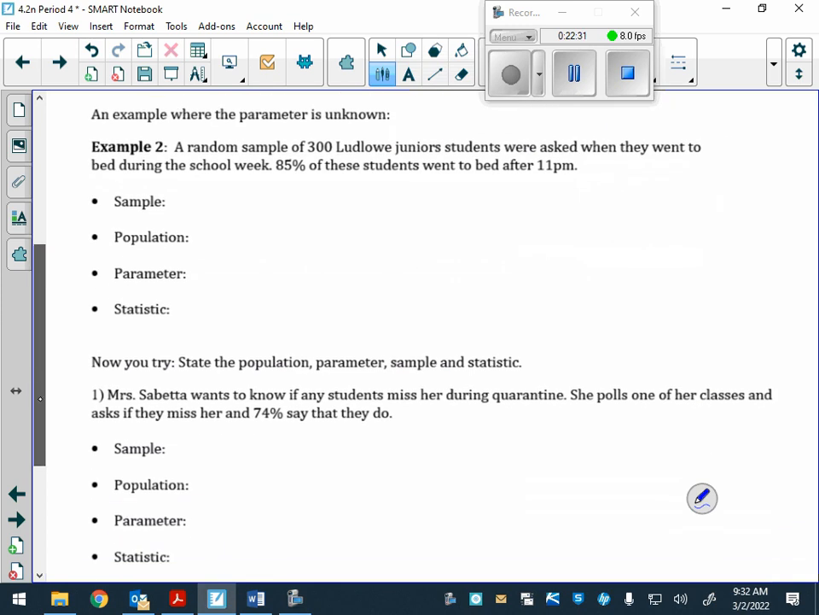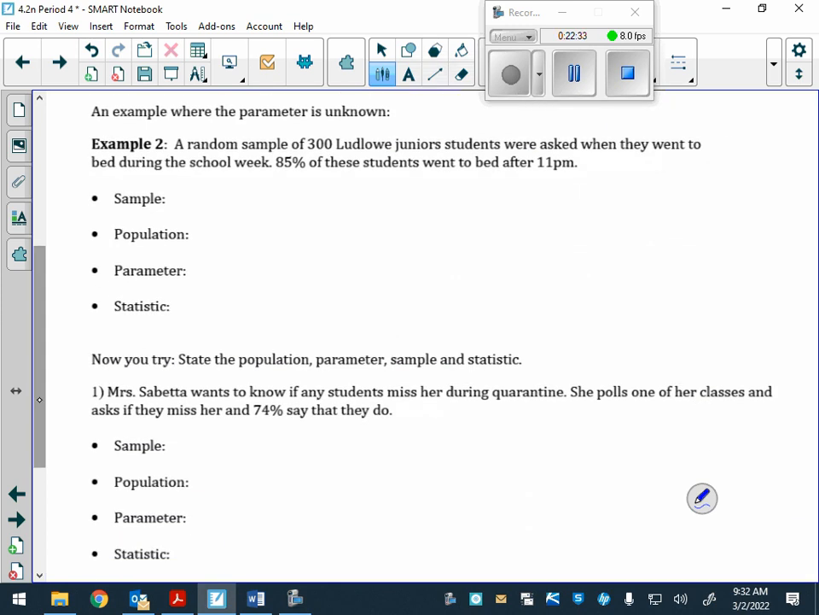So, if we look at this one, a random sample of 300 Ludlow juniors were asked when they go to bed during the school week. 85% of these students went to bed after 11. Okay, so what would the population be? Jaden.